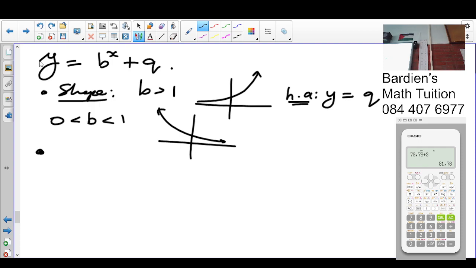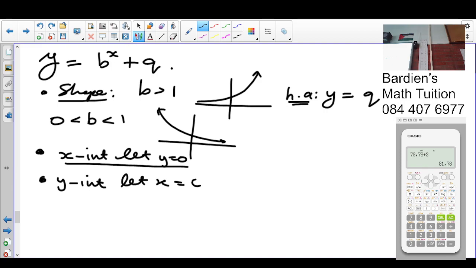Secondly, we work out our x-intercept. What do you do for x-intercept? Let y equal 0. Thirdly, we work out our y-intercept. What do you do for y-intercept? X equal to 0. Then fourthly, we're going to draw a graph.